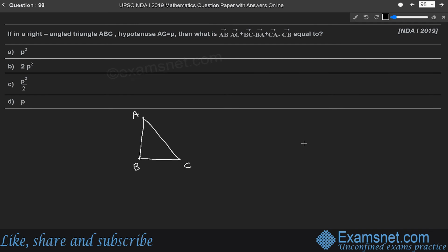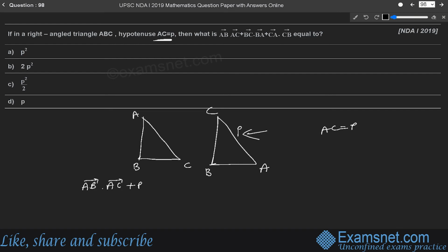But according to question, hypotenuse is AC. So hypotenuse must be AC. So this will be B. According to question, this is the right diagram. Now, given that AC is equal to P, it means that value of AC is P. And we have to find the value for AB vector dot AC vector plus BC vector dot BA vector plus CA vector dot CB vector.